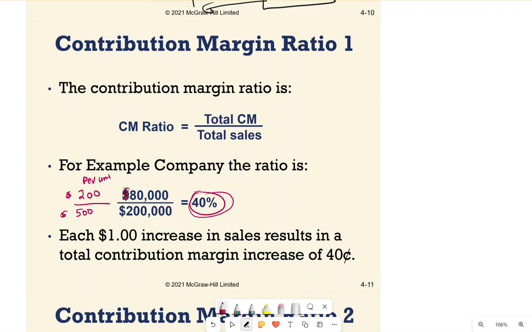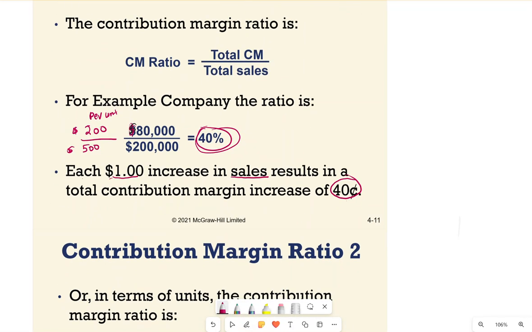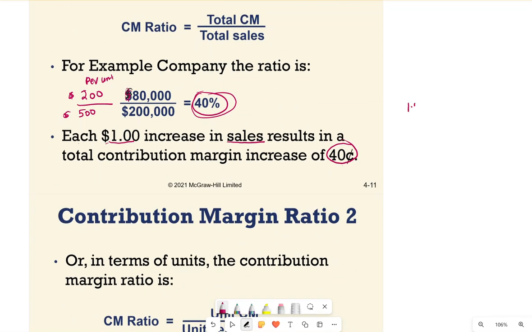What does that mean? For each $1 increase in sales, we will make 40 cents. In other words, your sale is 100%, which is a dollar. Every dollar increase in sales will give us a margin of 40 cents. How did we get it? $1 of sales multiplied by 40% gives you the 40 cents.